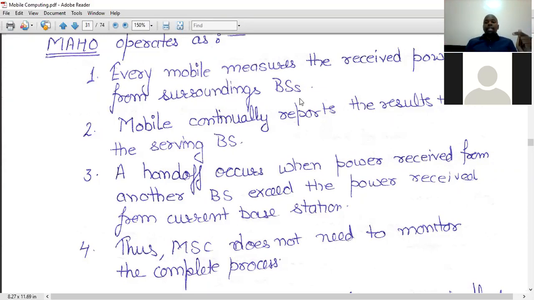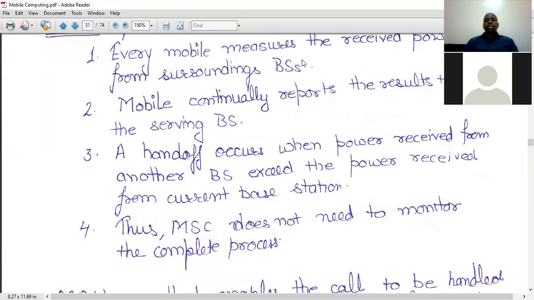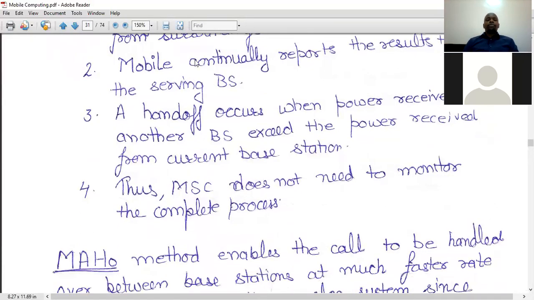And what will happen if this one weakens too much? It will communicate to the base station controller of the frequency that is more powerful, requesting that base station controller to give it this other frequency that is strong. Okay, so every mobile measures the received power from the surrounding base. Then the mobile continually reports the results to the serving base station controller.